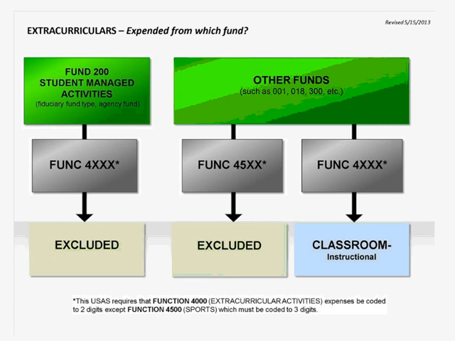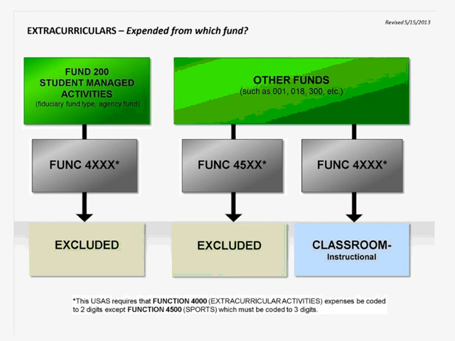And your other funds, such as your 001, 018, 300, they are a little different. With your 018, you get picture money in, you get Pepsi machine money in, or Coke. And 300s, you have gate receipts, you have choir concerts and band concerts, and so you have other money coming in than just student money. And so therefore, if it is in a 4,500 like athletics, it will be excluded, because athletics are going to be excluded.